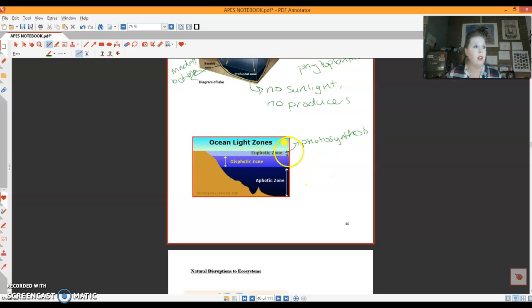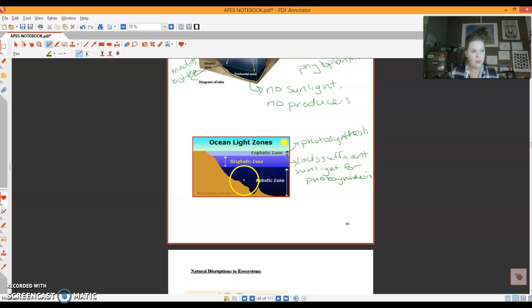All right, so then the deeper we go, we move to what we call the dysphotic zone. There's not a lot of sunlight here. There's just a little bit. But again, it depends on how many sediments, how much algae is in the water, and how much of that sunlight is going to be blocked. So we say this lacks sufficient sunlight for photosynthesis. Okay.